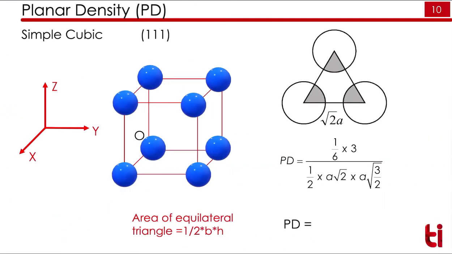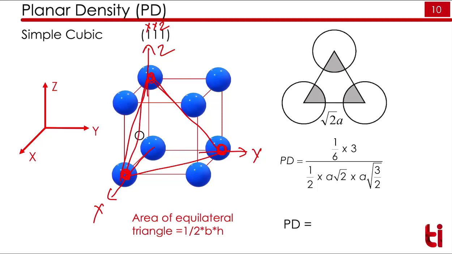Similarly for the 1 1 1 plane, this is the x-axis, this is the y-axis, and this is the z-axis. The 1 1 1 plane will have intercepts on x, y and z at 1 unit distance. So x equal to 1 is this, y equal to 1 is this, and z equal to 1 is this. So it is kind of a triangle. If we show it separately, it will look like this.